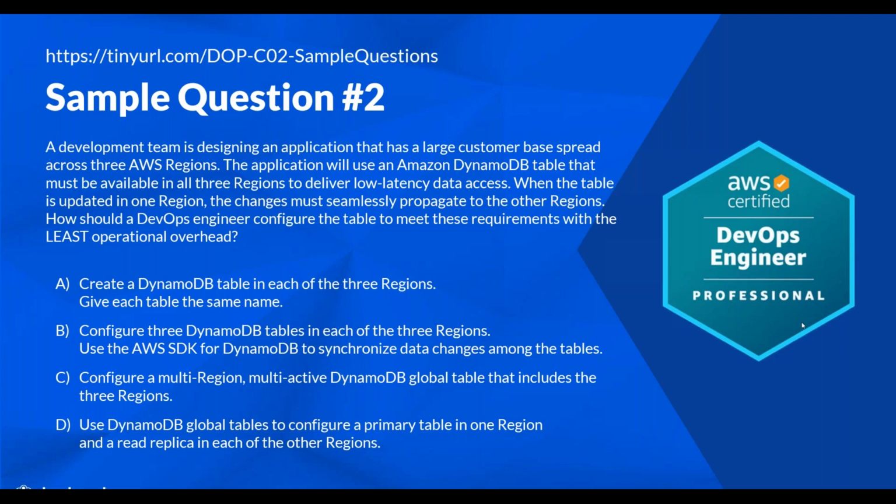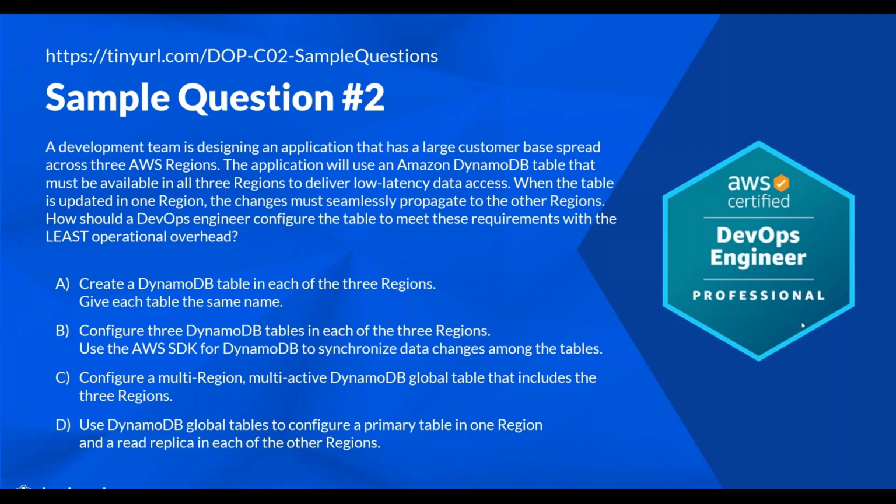That's right. So really it comes down to, and again, the question does us the favor of capitalizing least operational overhead. So probably using the SDK, that sounds like writing code to write code again, right? Yeah, exactly. It's really going to come down to whether or not this notion of a DynamoDB global table actually exists. And if you have that familiarity with the service, then you know, okay, it's probably going to be answer C or D, since both of those reference global tables.